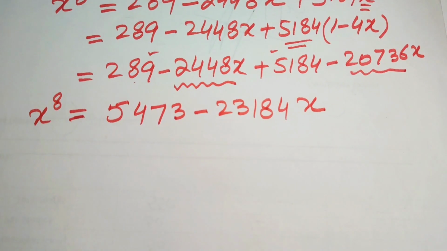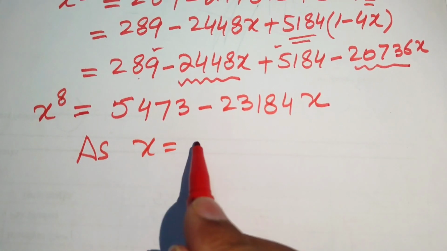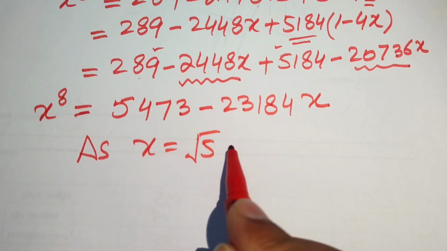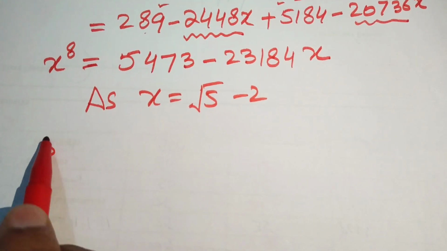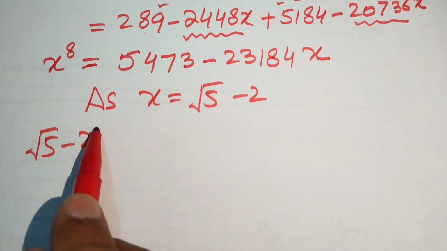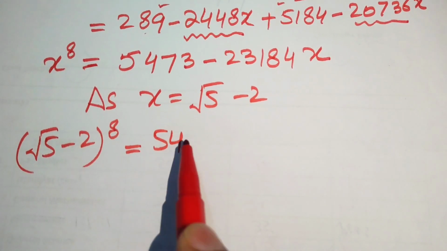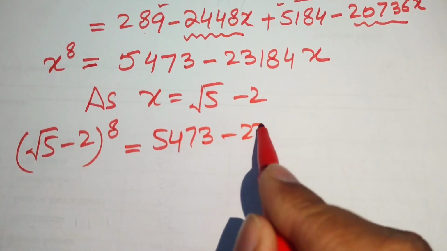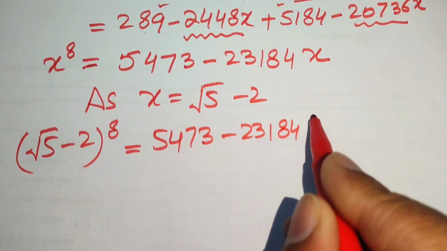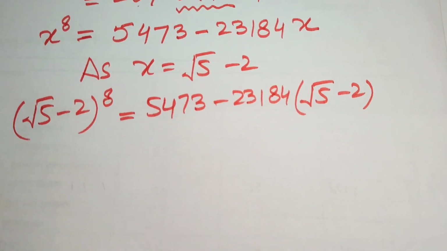So we back substitute the value of x, as we say that x is equal to square root of 5 minus 2. And now we back substitute on both of the sides, then you get here square root of 5 minus 2 to the power of 8 is equal to 5473 minus 23,184 into x, where x is equal to square root of 5 minus 2.